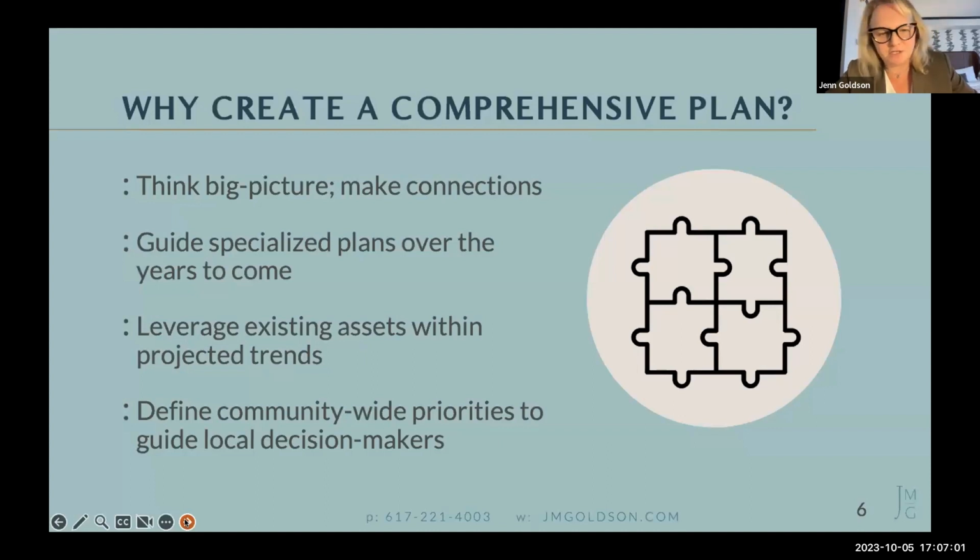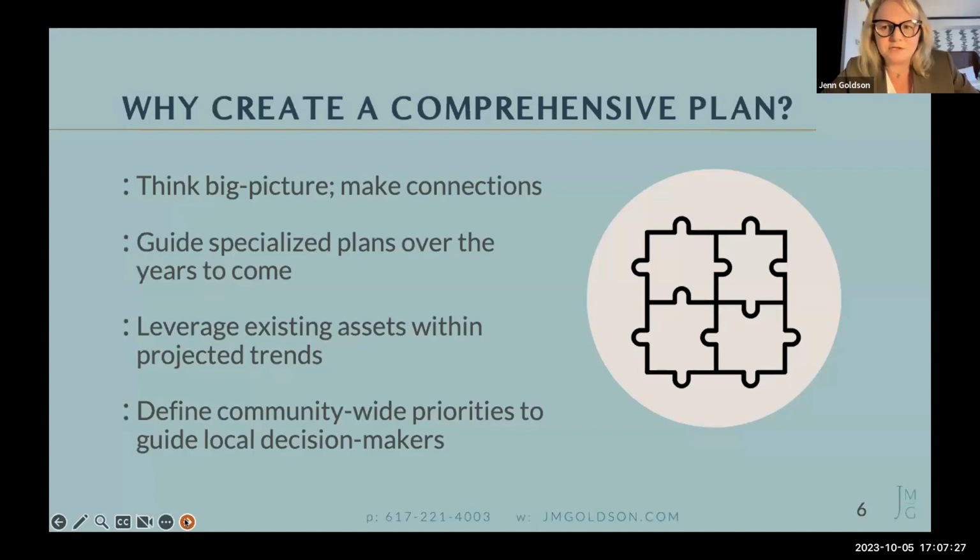Because things change and you can't anticipate some of those changes. You also can't anticipate technology and other innovations that might be available in the next 10 plus years. The plan will also help you really look at your existing assets and leverage those so that you can try to attain your goals through the assets that you have access to. And then it helps to identify what those priorities are.